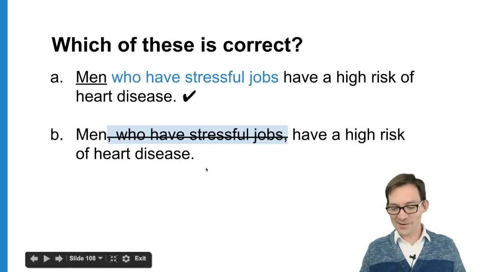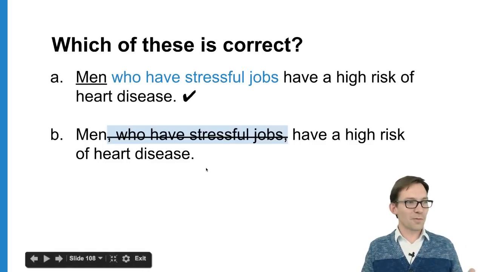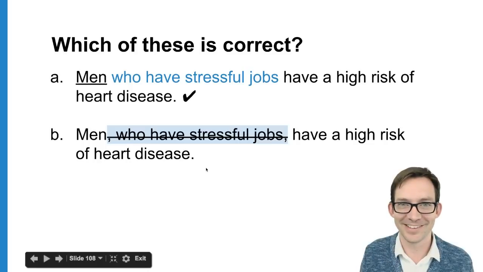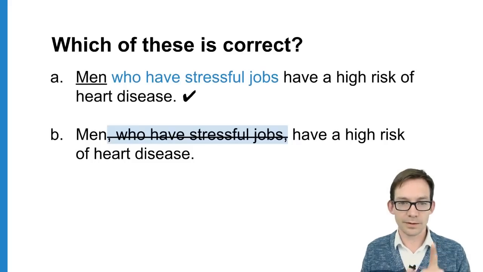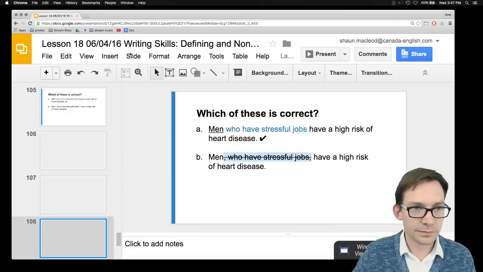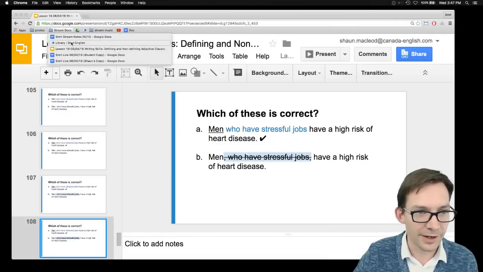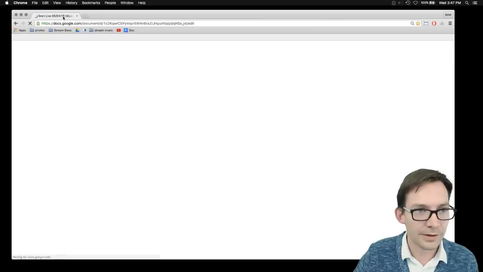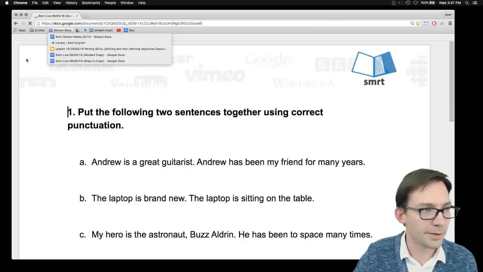So, how about this? Let's do a little bit more practice with these non-defining clauses here, okay? Let's get back into the document. I'm going to get you guys to do another exercise. Back here. Actually, here, let me go to my copy.